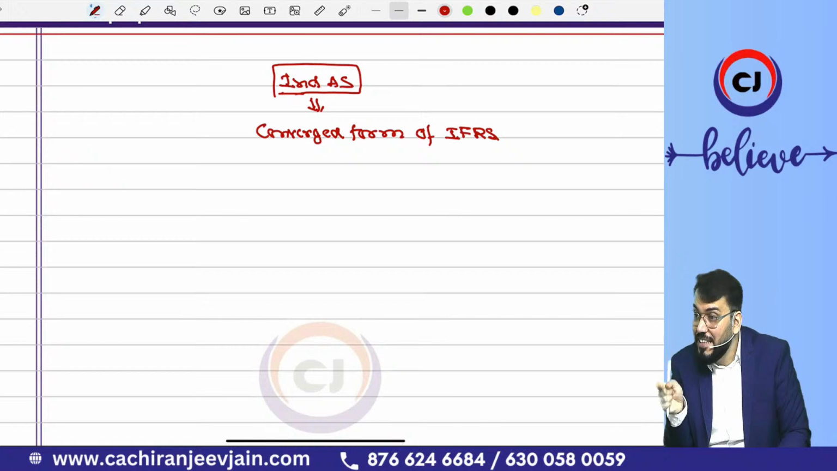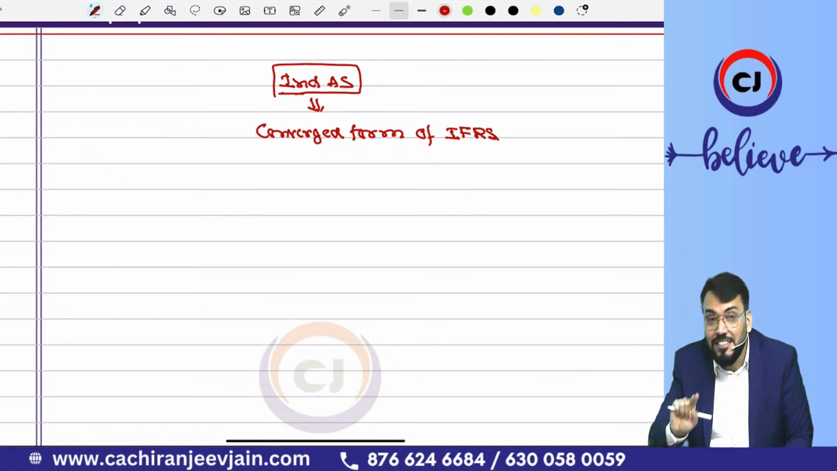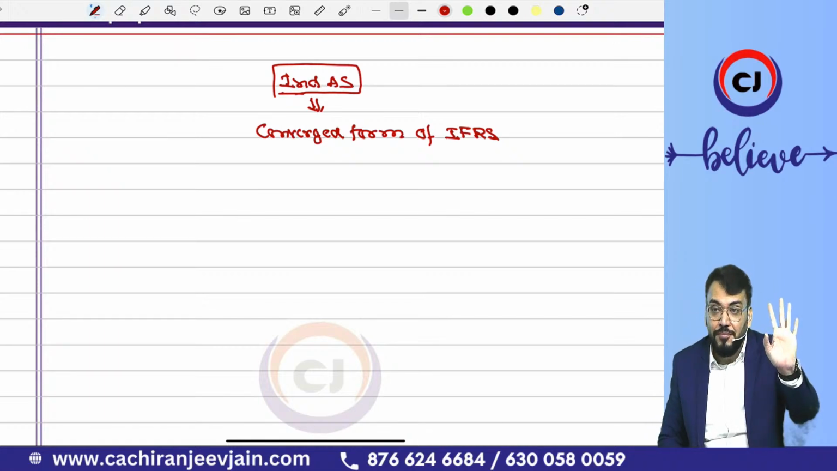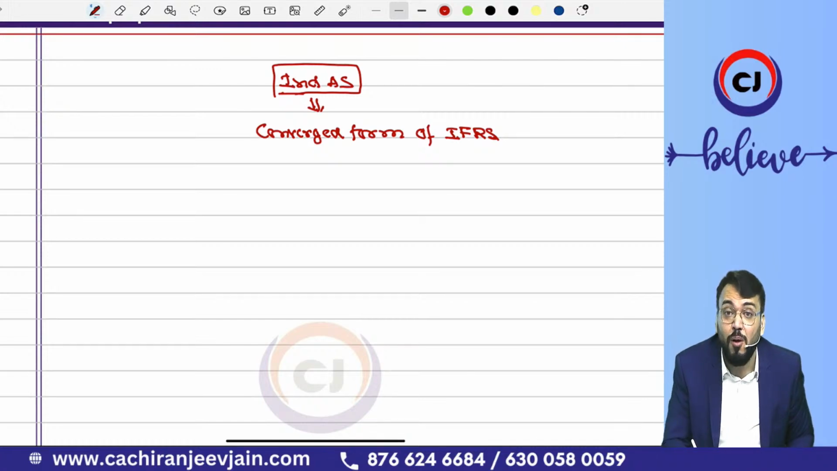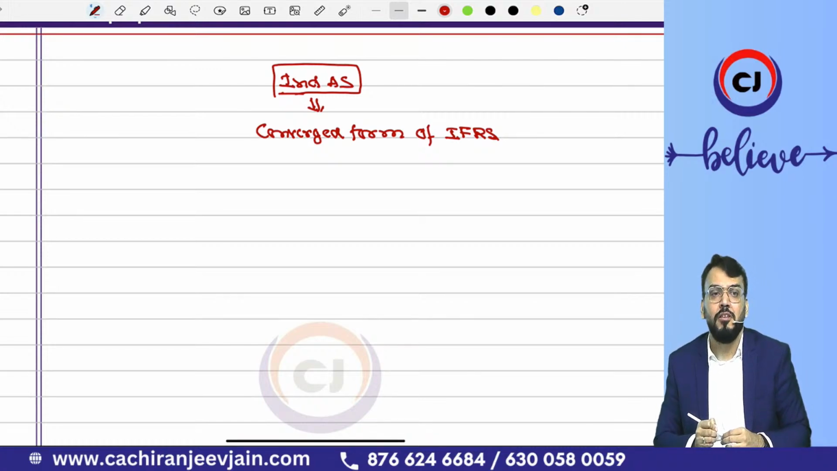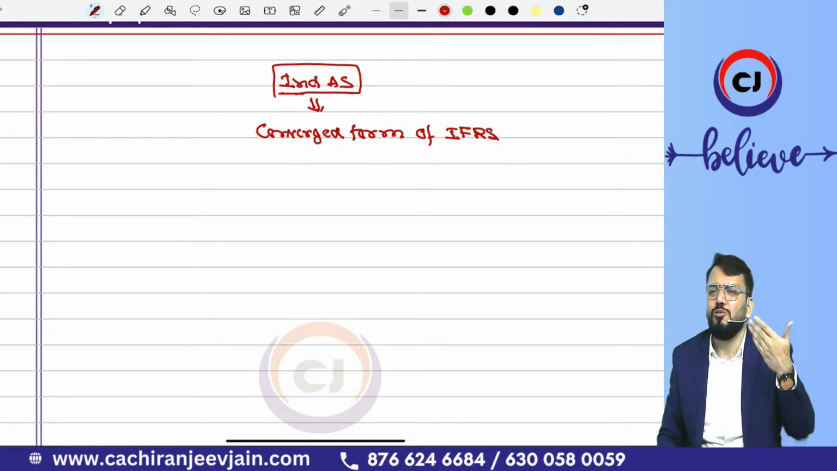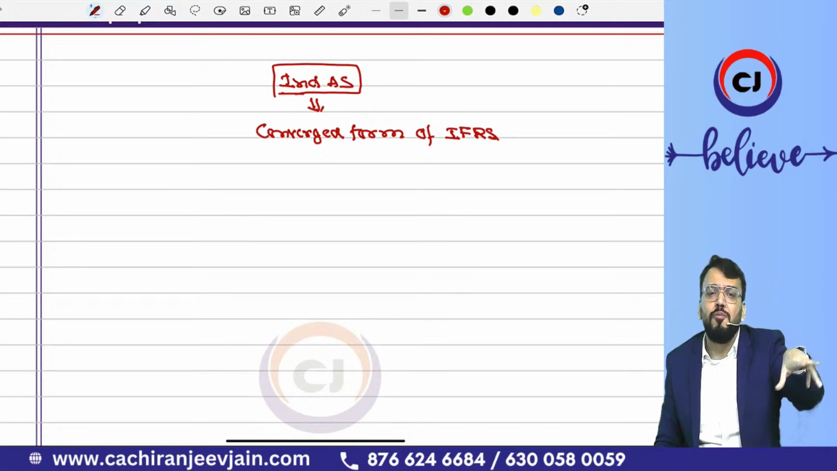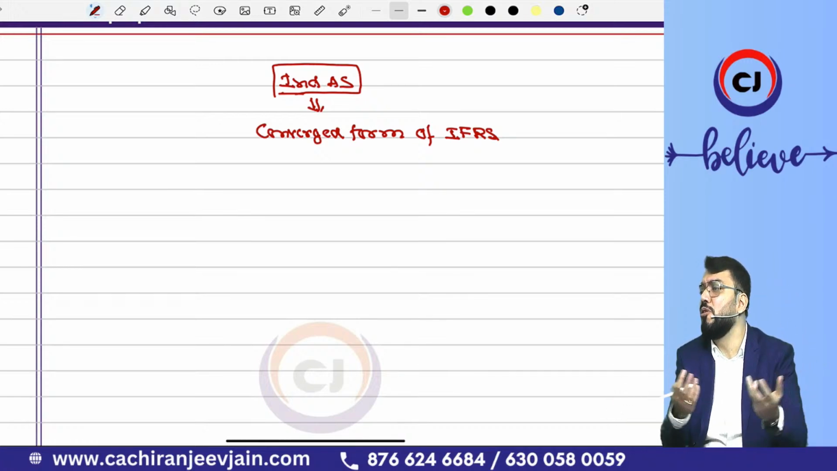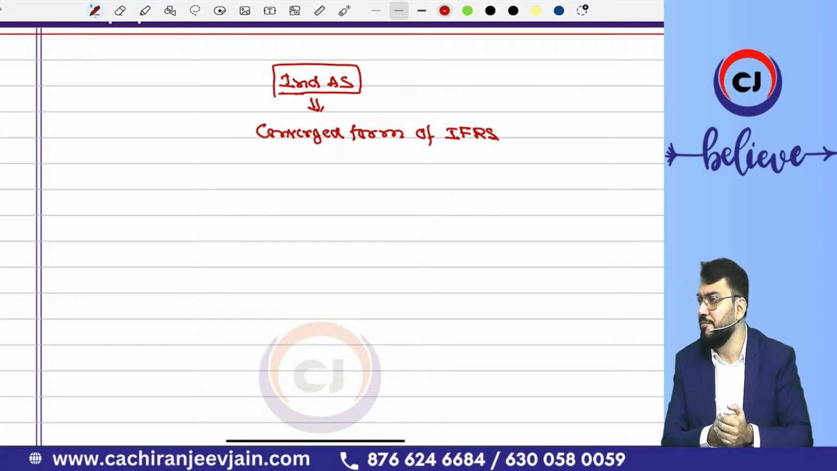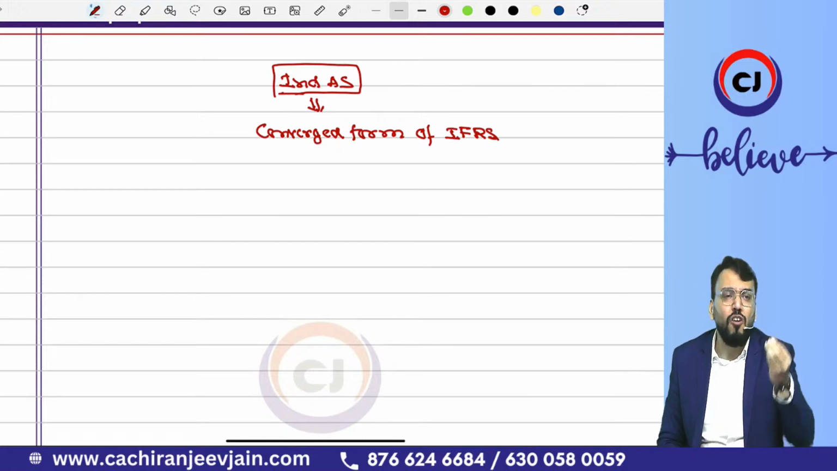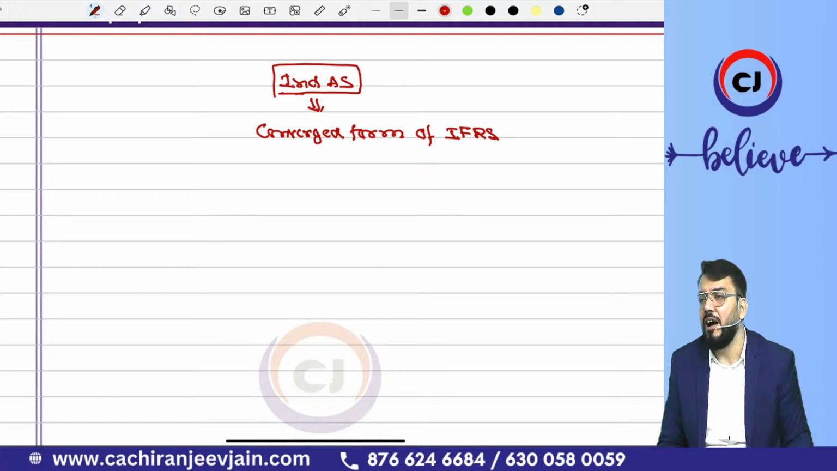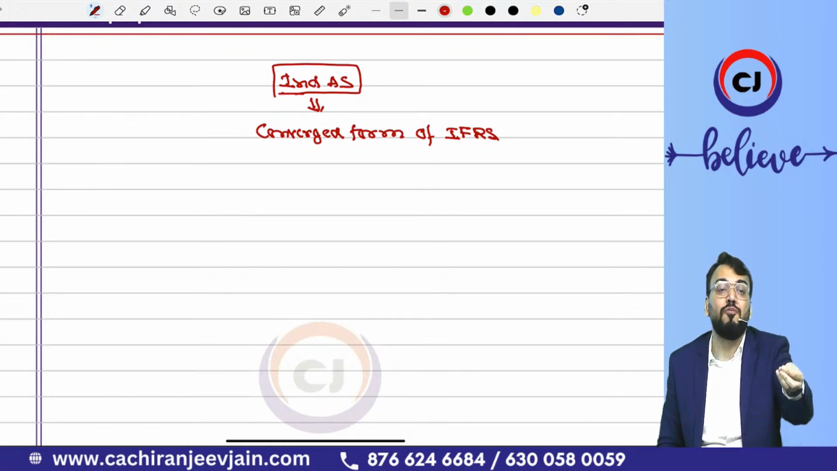Correct. So when I say IAS, it means International Accounting Standard. Got this point? So it is a converse form of IFRS. In the early 2000s, every country in the world understood that there was a need for globalization in the accounting system. Therefore, a common set of accounting standards was required for all the countries in the world, and that was given in the form of IFRS.